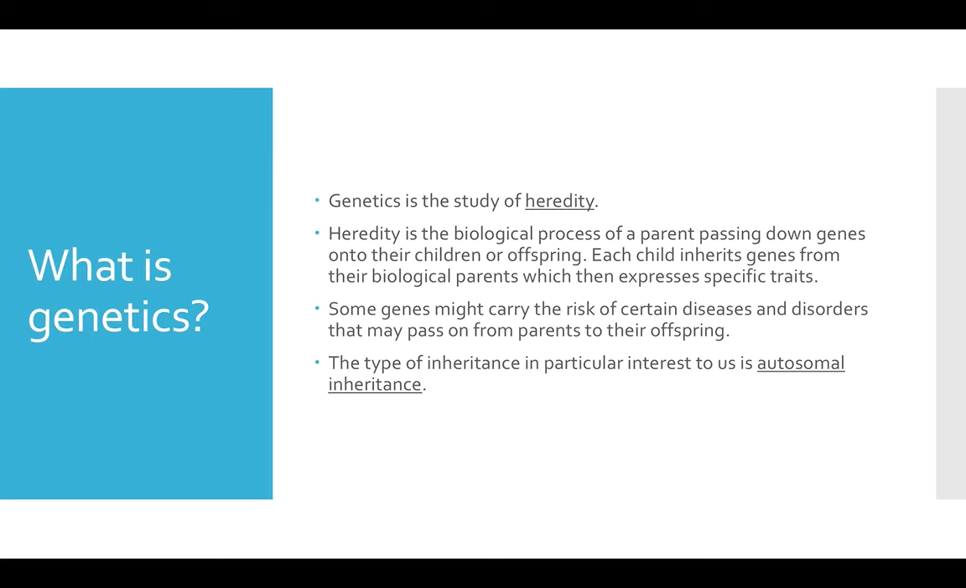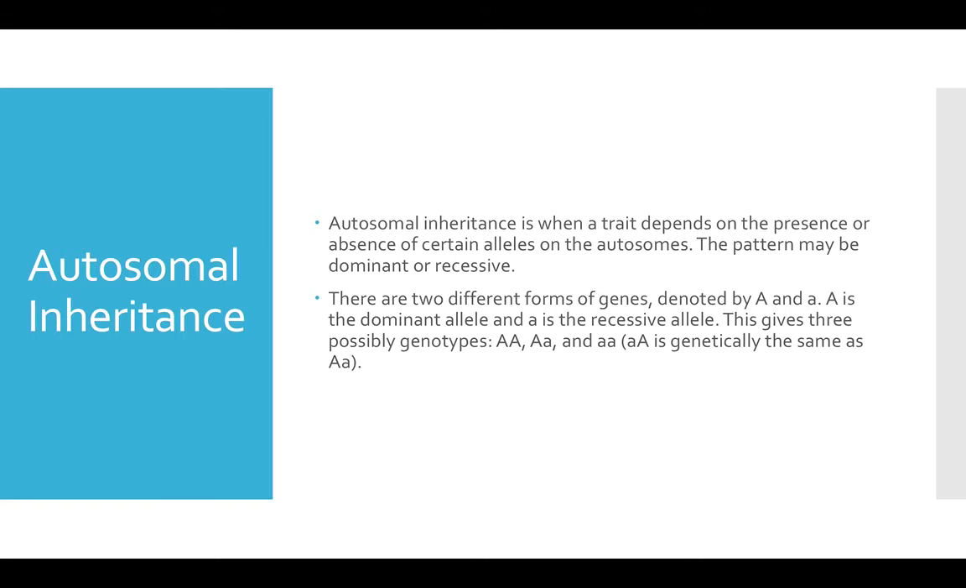The type of inheritance of particular interest to us is autosomal inheritance. Autosomal inheritance is when a trait depends on the presence or absence of certain alleles on the autosomes. The pattern might be dominant or recessive. There are two forms of genes, denoted by capital A and lowercase a. Capital A is the dominant allele, and lowercase a is the recessive allele. This gives three possible genotypes: capital A capital A, capital A lowercase a, and lowercase a lowercase a.